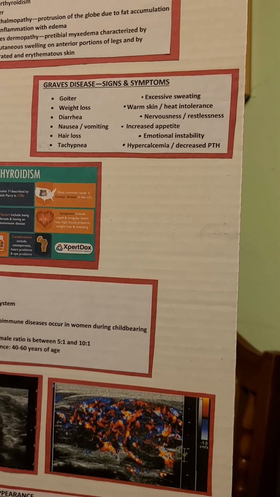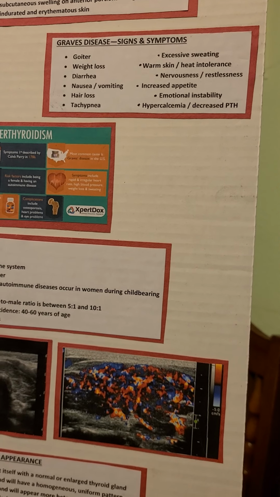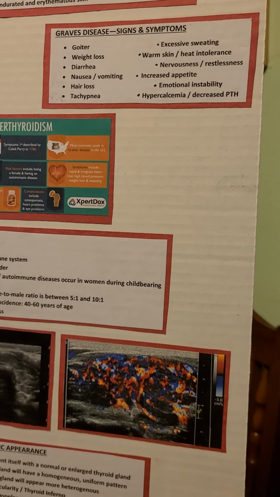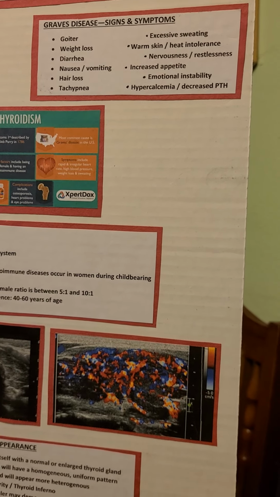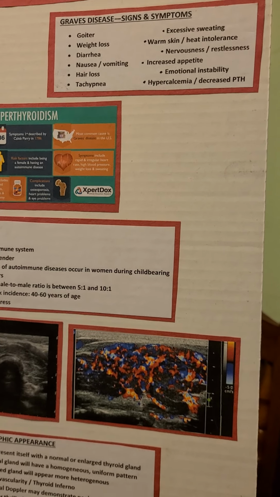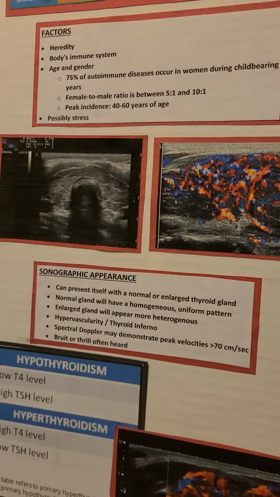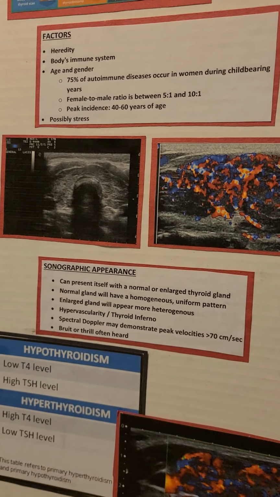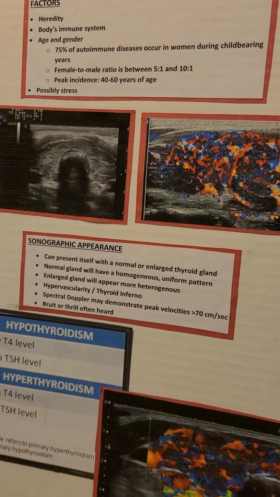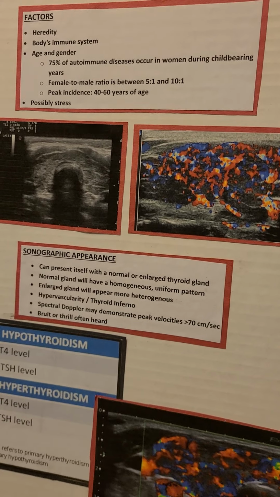Signs and symptoms include goiter, weight loss, diarrhea, nausea, vomiting, hair loss, tachypnea, excessive sweating, warm skin or heat intolerance, nervousness, restlessness, increased appetite, emotional instability, hypercalcemia, and decreased parathyroid hormone. Factors are heredity, our body's immune system, age, and gender. The peak incidence for Graves' disease is between the ages of 40 and 60, and it can also be caused by stress.